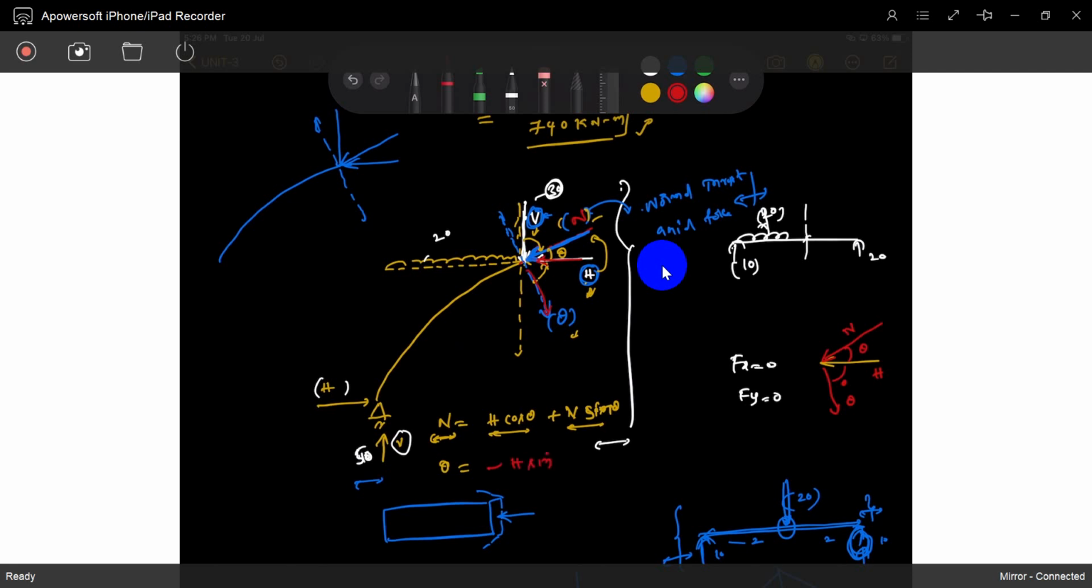H is sin theta, and V in the same direction is V cos theta. That's it. So we divide V and H, those two quantities, in the direction of N and Q. That's the simple thing. Like this you can easily find the normal thrust and radial shear.